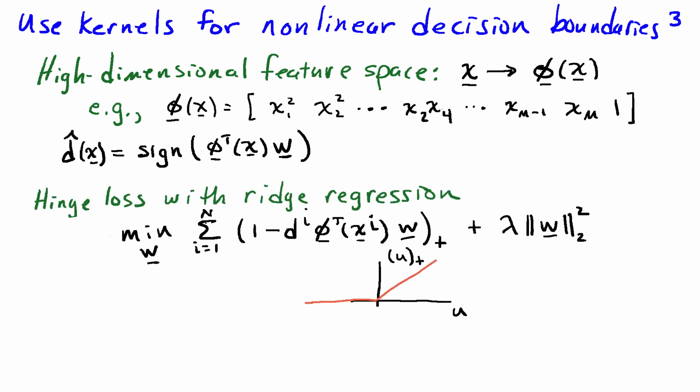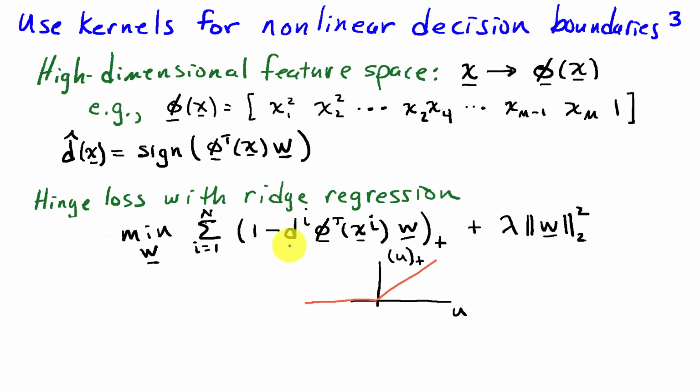Now, when we look at solving for w, one of the ways we proposed to do that was to use hinge loss with ridge regression. So in that case, we're going to minimize over the sum of the training samples the positive part of 1 minus di phi transpose of xi times w. Remember, this positive part symbol means if the argument is positive, we return that value. If the argument is negative, we return 0. And this is the hinge loss.